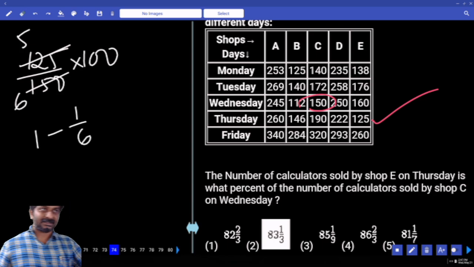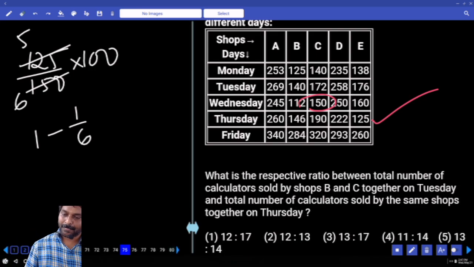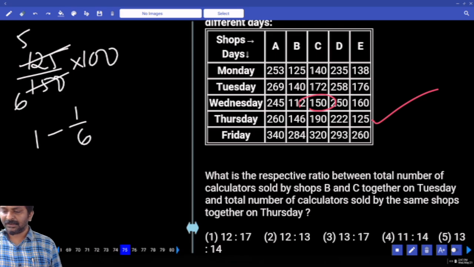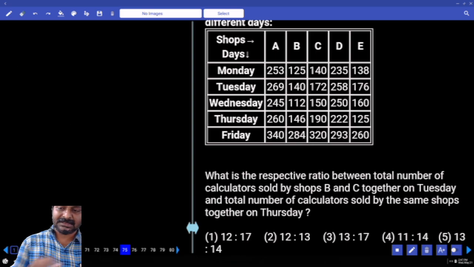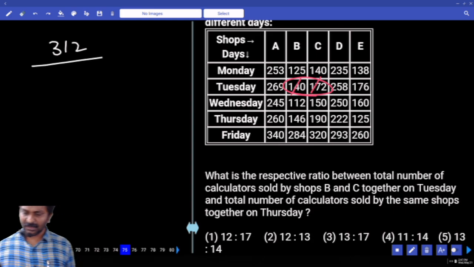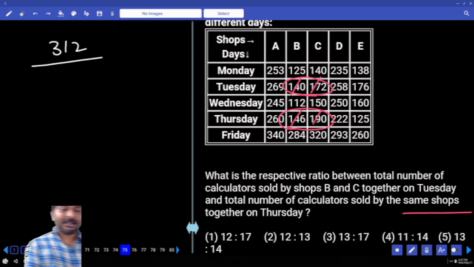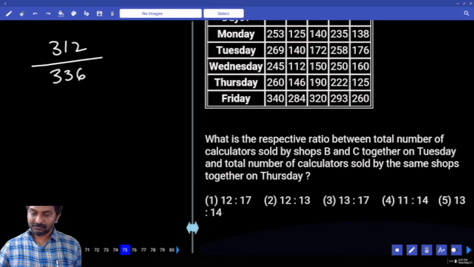83 1 by 3%. Otherwise treat it as 1 minus 1 by 6. 1 in the sense 100%. 1 by 6, 16 2 by 3. 83 1 by 3%. What is the respective ratio between total number of calculators sold by BC together on Tuesday? BC together on Tuesday. 140 170 310 and then 2. Correct. Next, calculators sold by same shops together on Thursday. 140 190 330 and then 6. Correct.